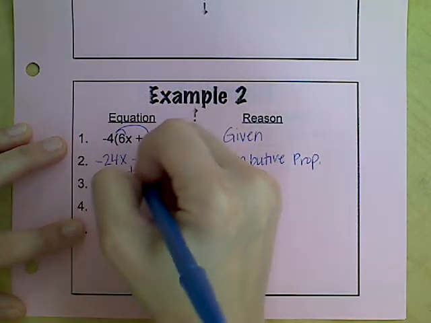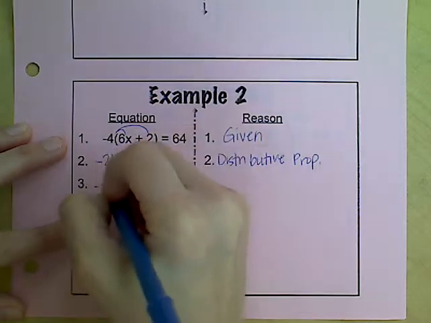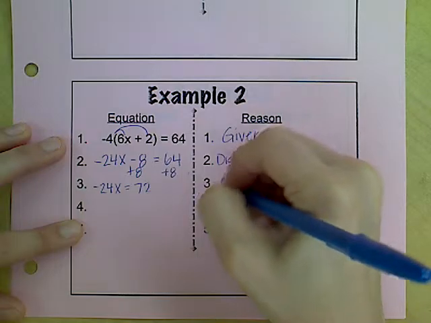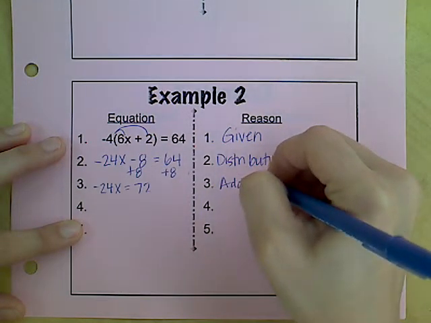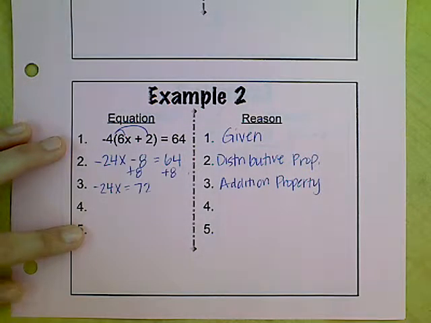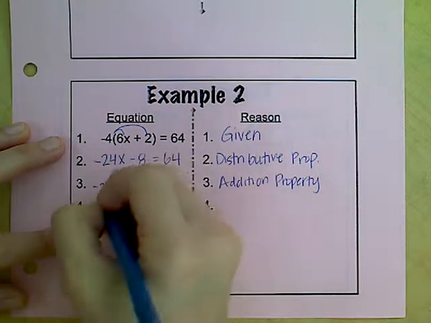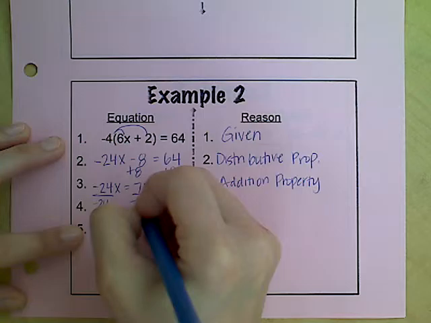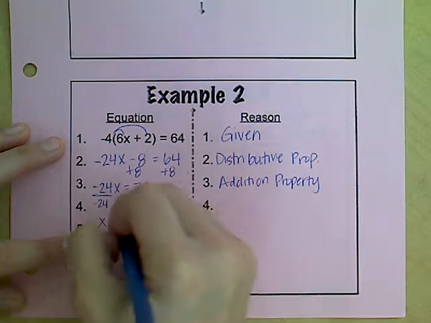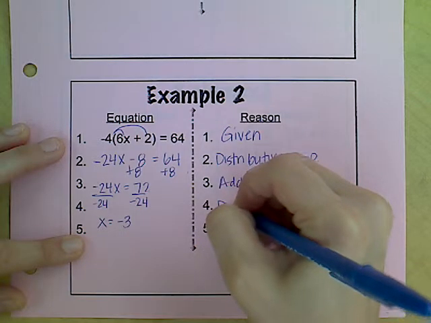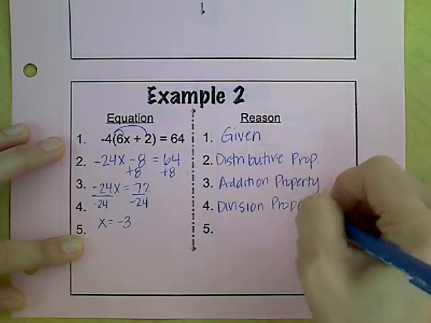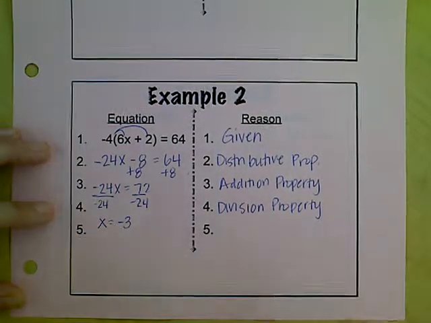The next thing I would do is add 8, get negative 24x equals 72, and that's the addition property. Because I added a number to both sides. And lastly, I'll divide by negative 24. And I get x equals negative 3. And that is by the division property. And that's it.